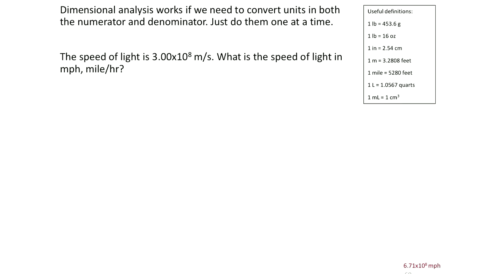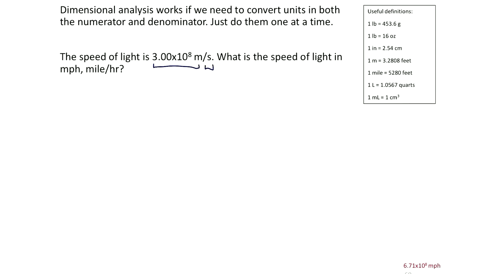So for the goose, you'll just do it backwards, but it's still the same thing, just backwards. So let's do this. Okay, so the speed of light is that. What is the speed of light in miles per hour? So both of these are derived units. So I'm going to write this derived unit as a fraction.